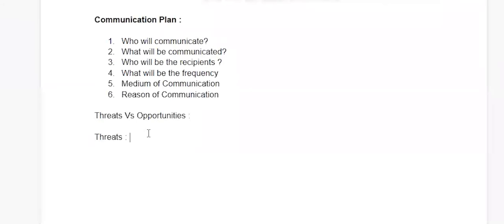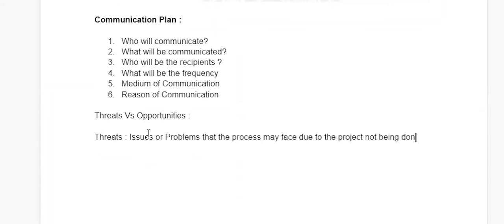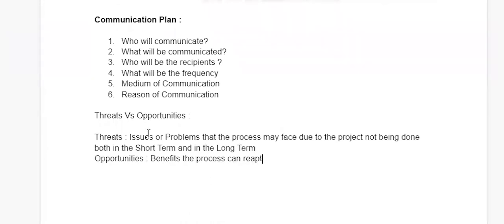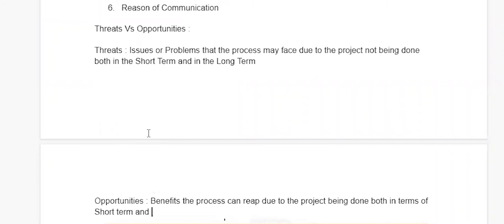Threats will be issues or problems that the process may face due to the project not being done, both in the short term and in the long term. And opportunities, benefits the process can reap due to the project being done, both in terms of short term and long term.